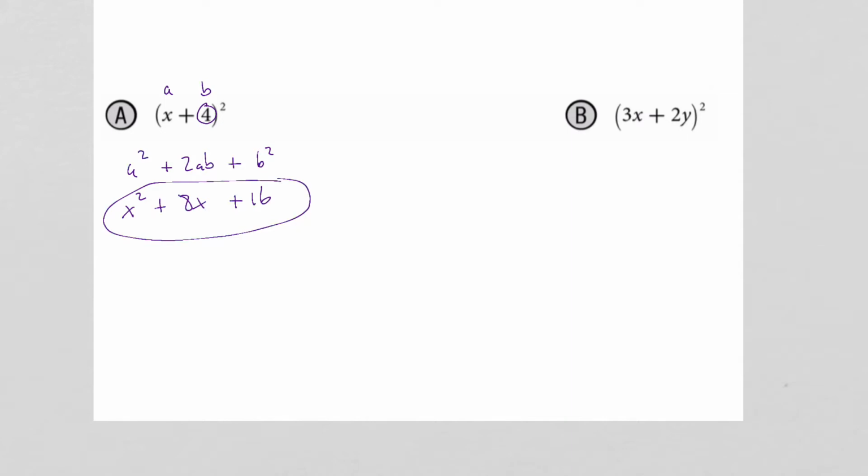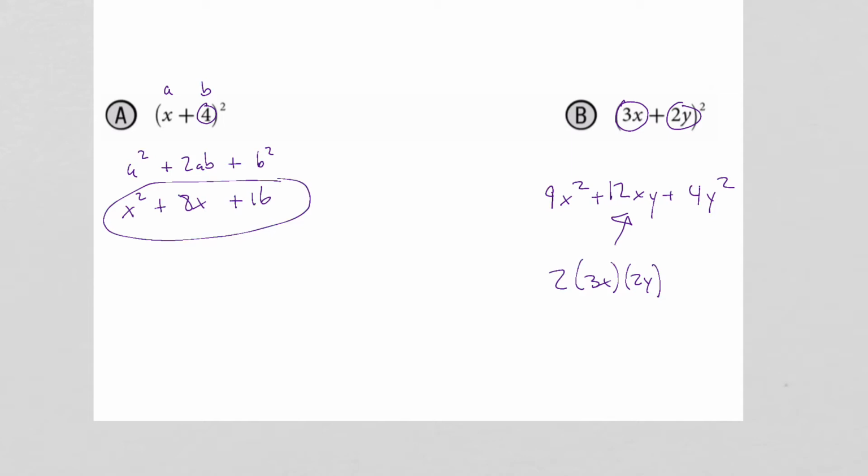So let's try another one. What is this squared? That's basically 3 squared and x squared, so that's going to be 9x². How about this? What's that squared? That's going to be 4y². And then the center part goes 2 times 3x times 2y. So that's what goes in the center. That's 2 times 3 times 2, 12xy.